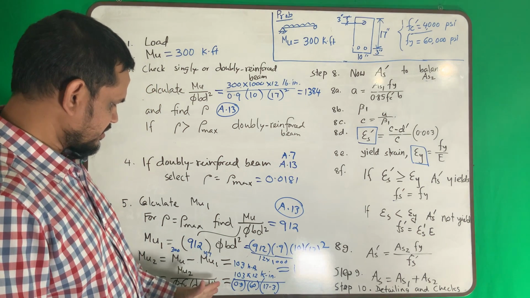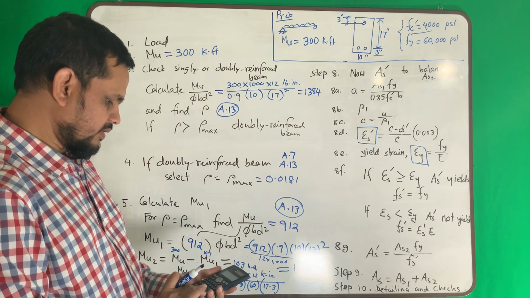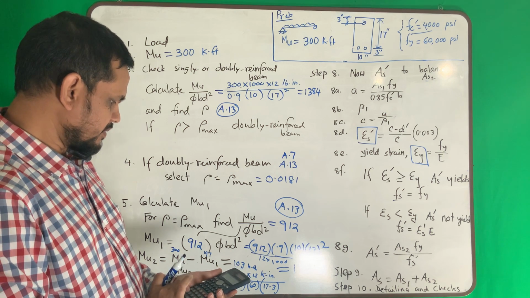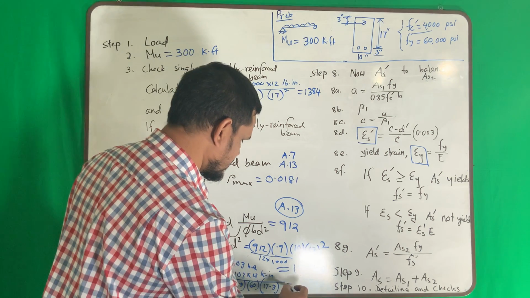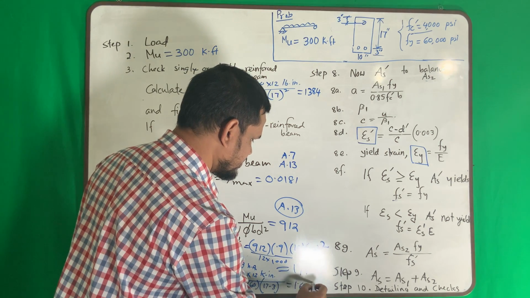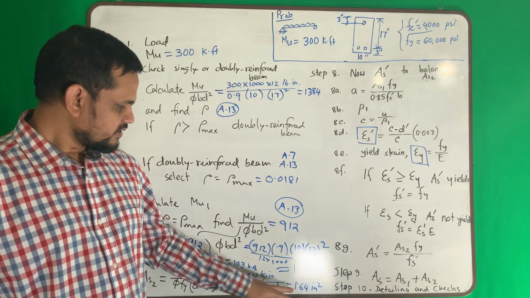Okay, any other discussion here? No, clean. So 103 times 12 divided by 0.9 divided by 60 divided by 14. I got 1.64. I'm doing this very quickly, so I might make a calculation mistake. Excuse me for that. So 1.64.